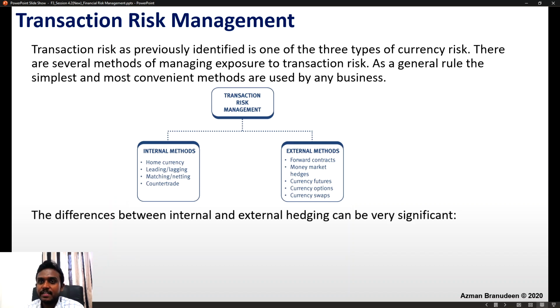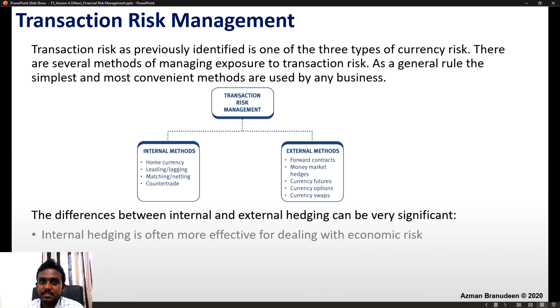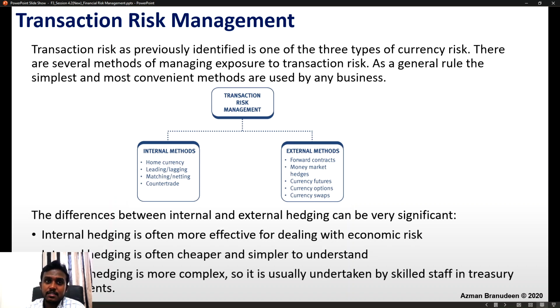The differences between internal and external hedging can be very significant. Internal hedging is often more effective for dealing with economic risk and is often cheaper and simpler to understand, which I hope we will see down the line. And external hedging is more complex, so it is usually undertaken by skilled staff in treasury departments. As you know, treasury is a key department that usually, at least for large entities, manages this entire area.